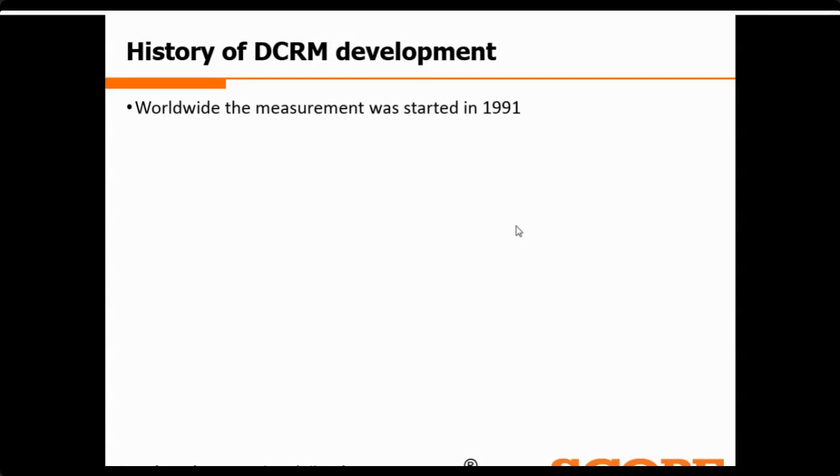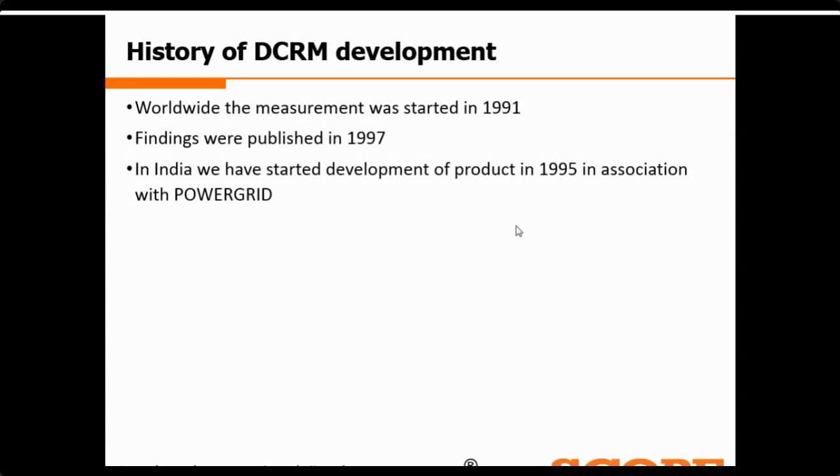Now, worldwide, the measurement was started in 1991. The findings were published in 1997, these DCRM findings. As I've said, in India, in association with Power Grid, we developed this DCRM product, that is the HiSec Ultima. And the field proving and the product optimization continued till 2002. So in between these 7 years, lots of analysis and lots of case studies were there.